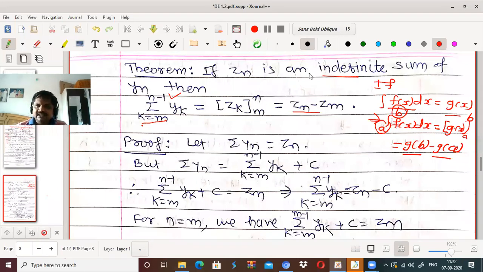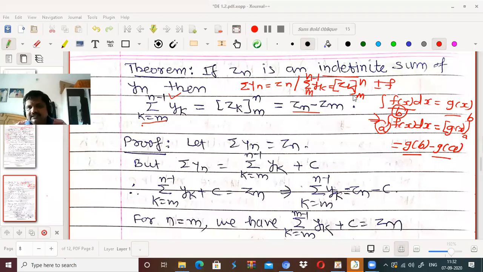So if Zn is the indefinite sum of yn, that means what? You are given summation of yn equal to Zn, or summation of yk equal to zk. Either of the two. So if summation of yk equal to zk is already given, then summation of yk from m to n minus 1 equals zk from m to n, and then we can write zn minus zm. This is the formula. So again, this result is parallel with integral calculus.